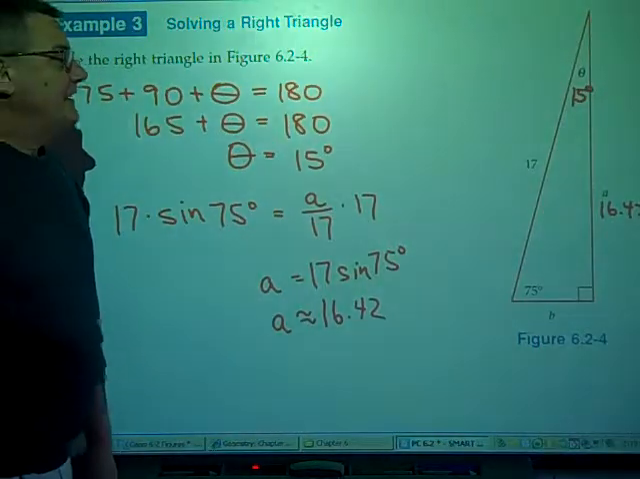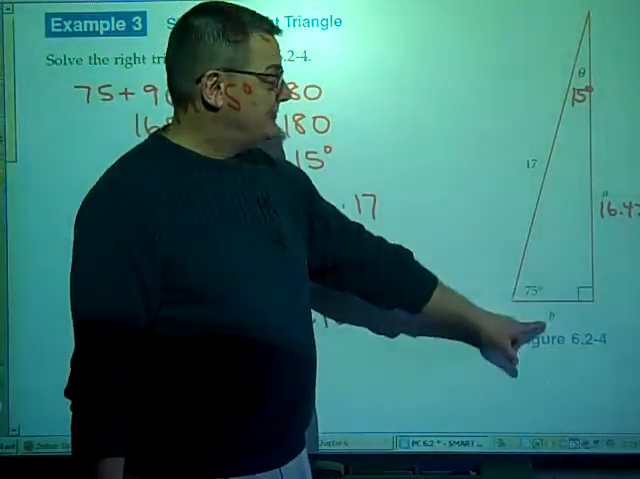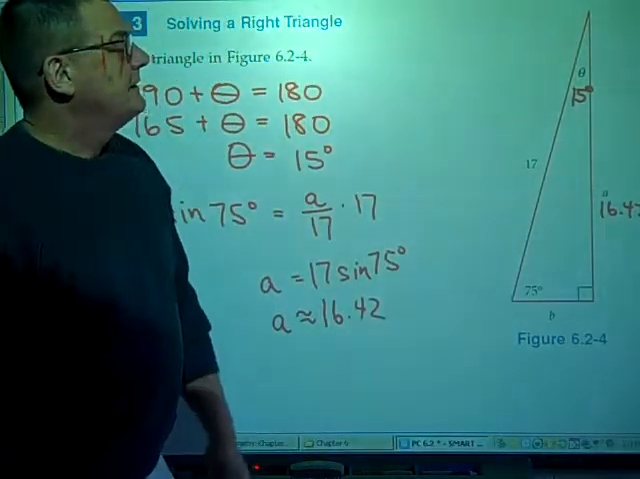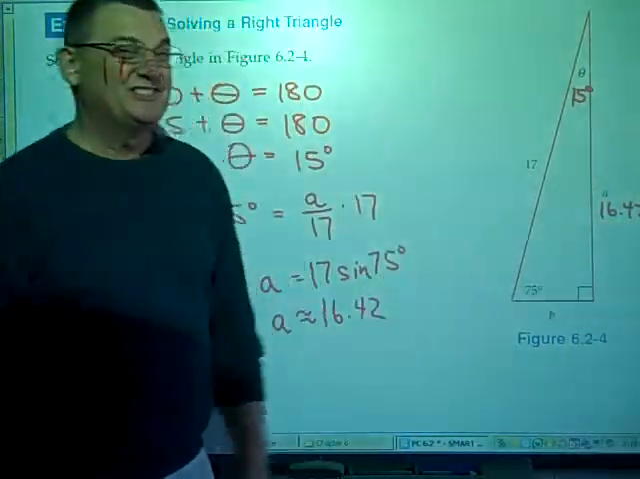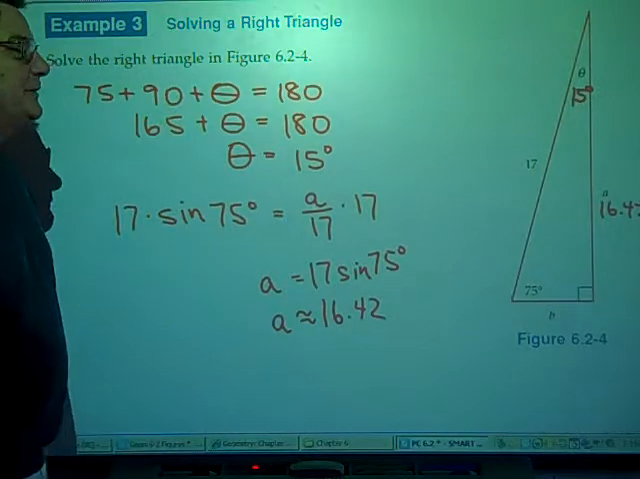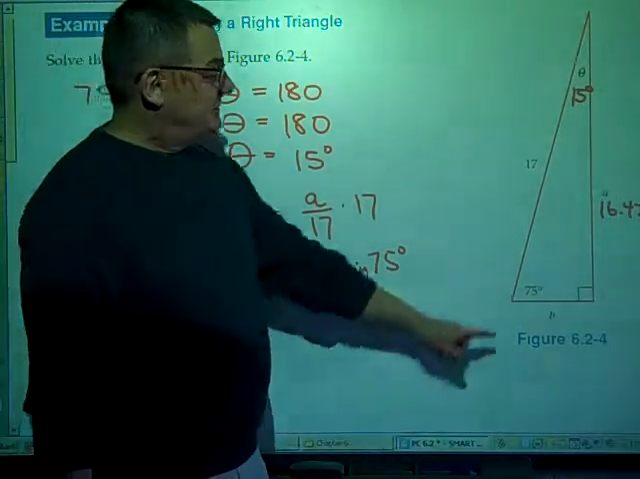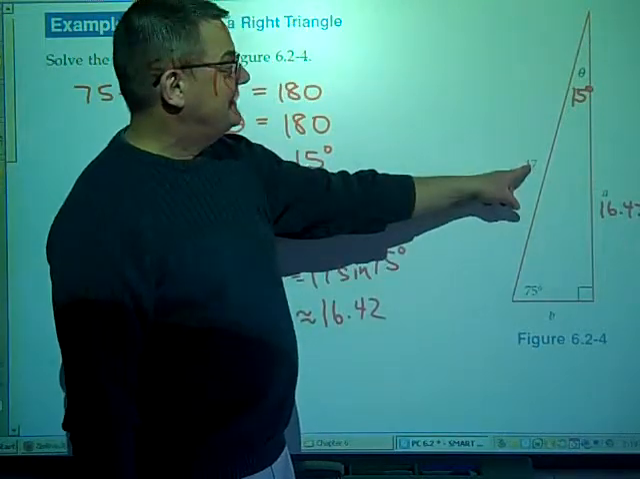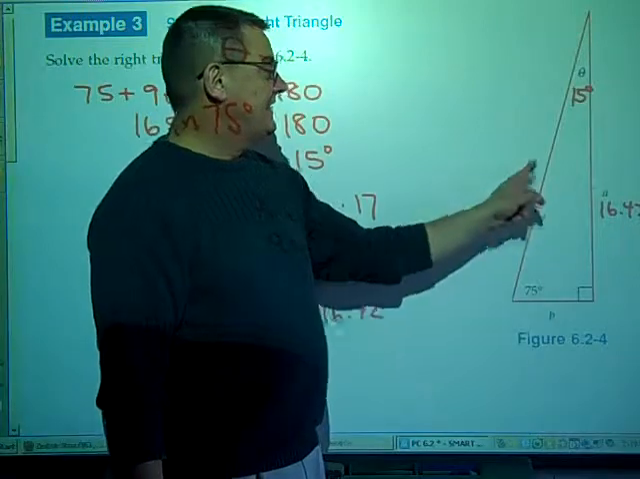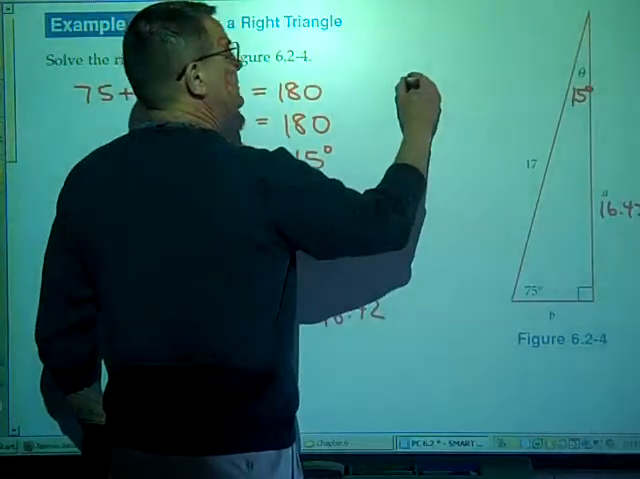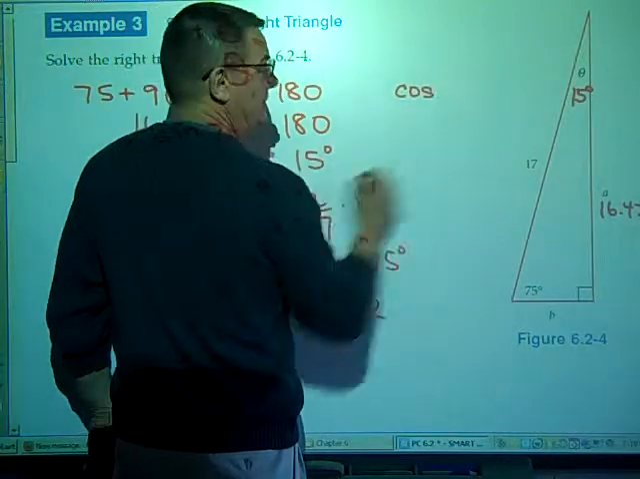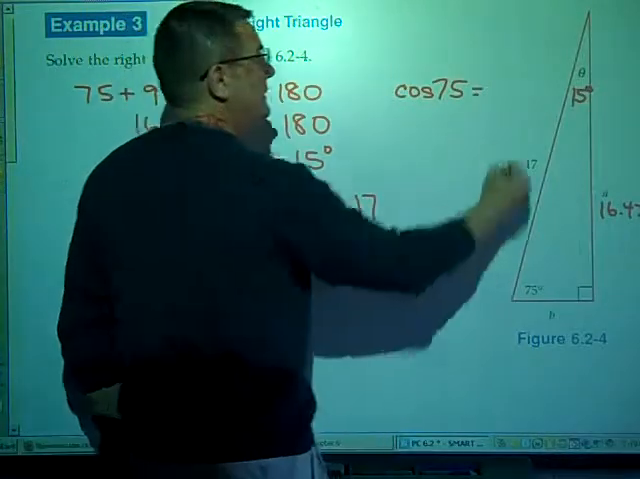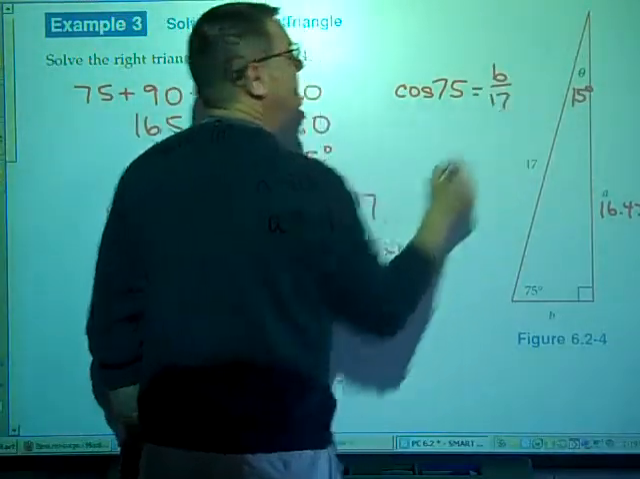And I have one more side to find. I could find B. I could use the Pythagorean theorem: B squared plus 16.42 squared equals 17 squared. Except that 16.42 is an approximation, so that would give us kind of an approximation for B, and we want a little more accuracy. So we're going to use our 75-degree angle, and this is the adjacent leg, and 17 is the hypotenuse. So adjacent and hypotenuse indicates that we should use the cosine ratio. So the cosine of 75 is equal to the ratio of B to 17.